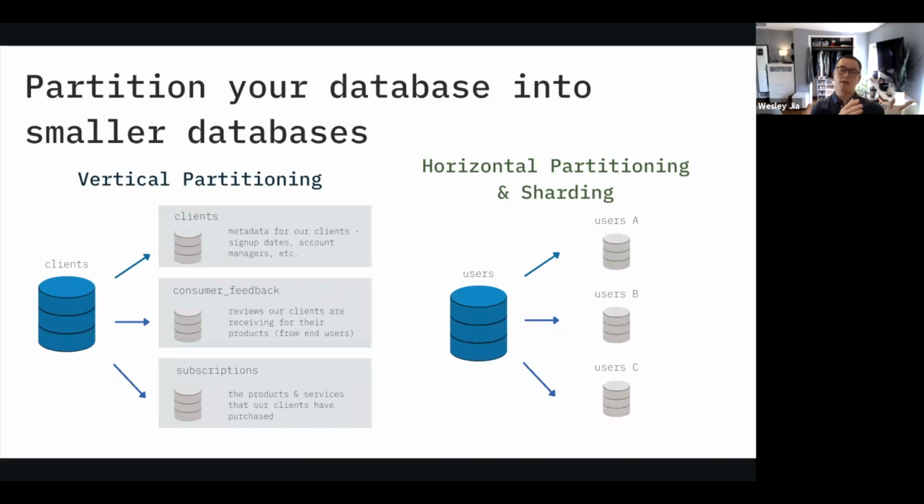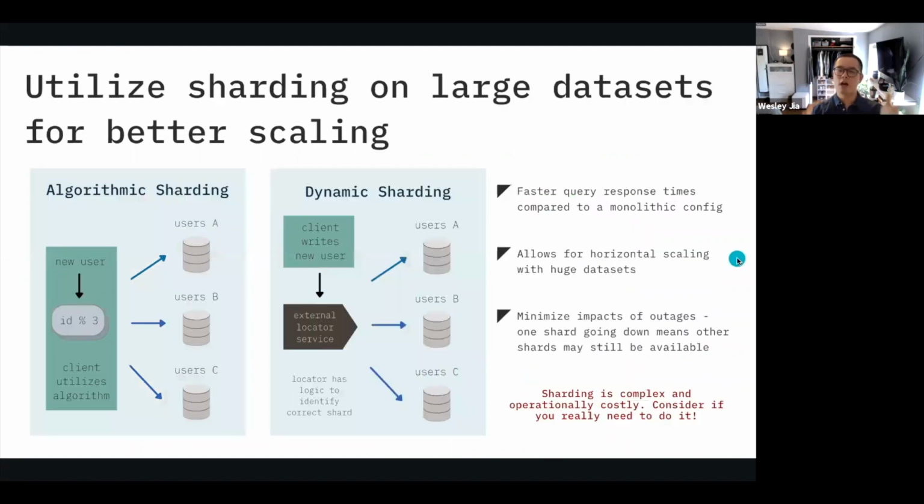That's vertical partitioning. And the other form of partitioning is horizontal partitioning and sharding, where we basically take an overall large database and we just slice it into multiple pieces. They all have the same general content, but they're just smaller slices of the overall pie. And we're just going to talk about sharding for a little bit before we wrap things up.